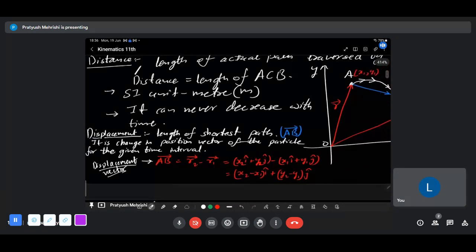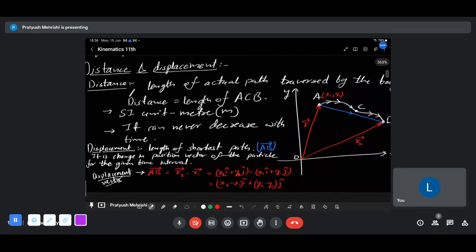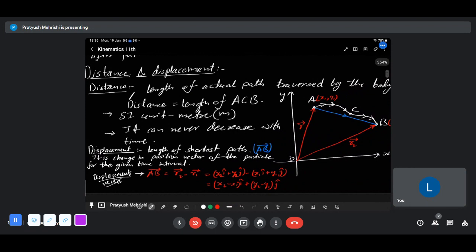Displacement vector will be given by this R2 vector minus this R1 vector. What is R2 and R1? They are the position vectors of the particle at point A and at point B.